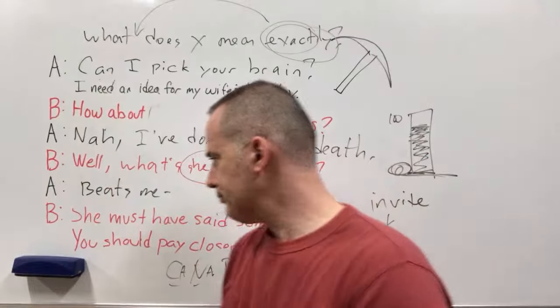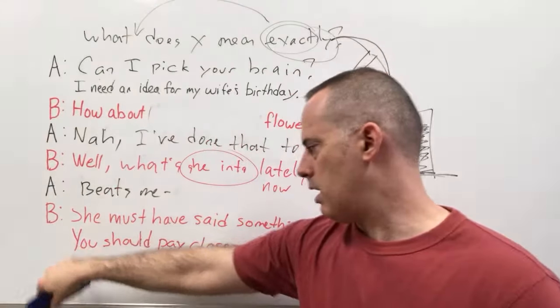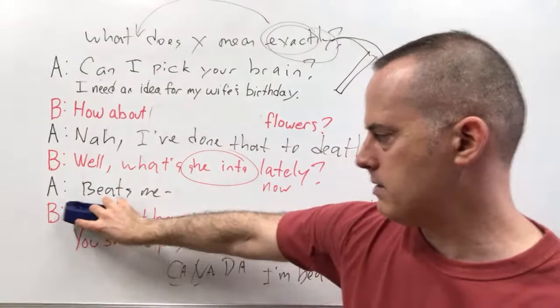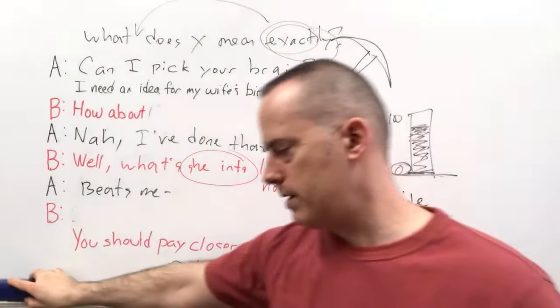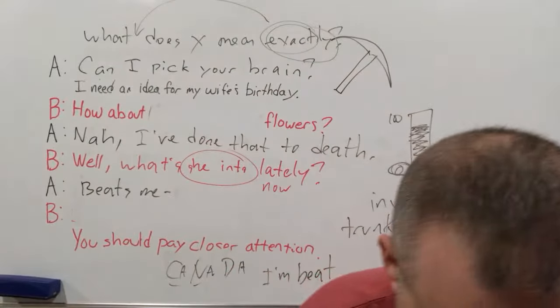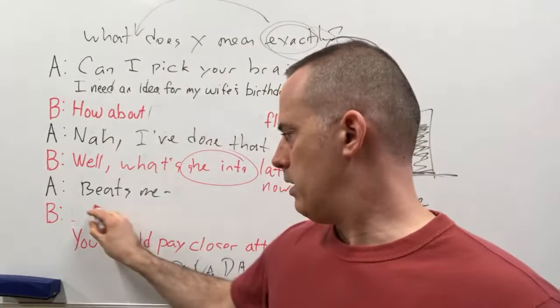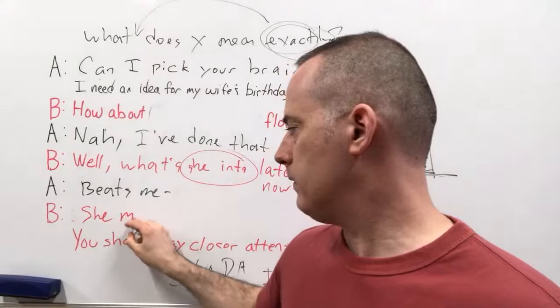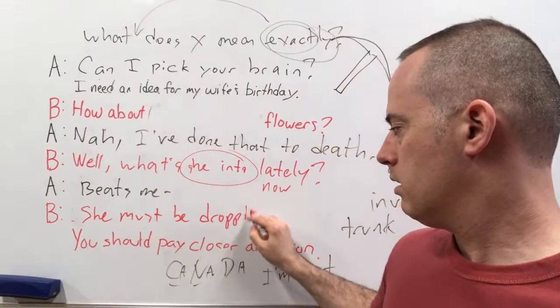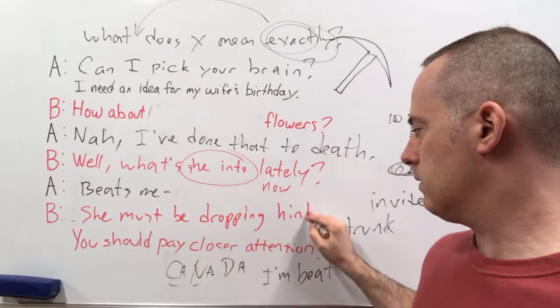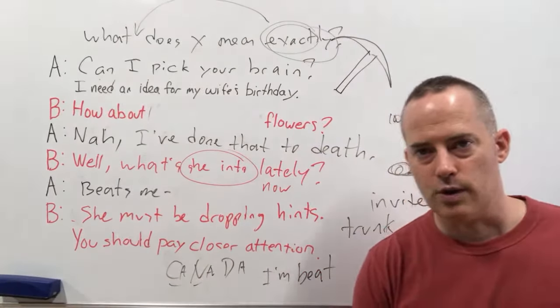All right, let's continue. So we got "beats me," and then "she must have said something." What's a different way we could express that? "She must have said something." And here we go. "She must be dropping hints." All right, to drop hints.